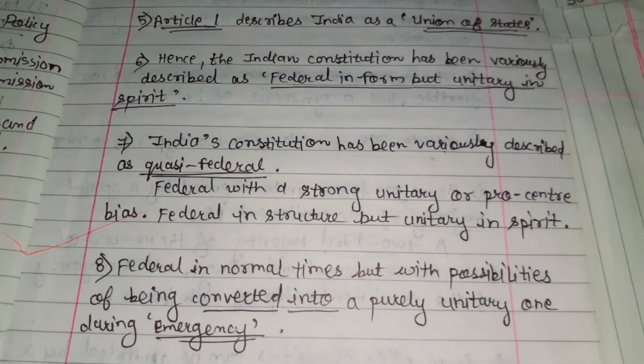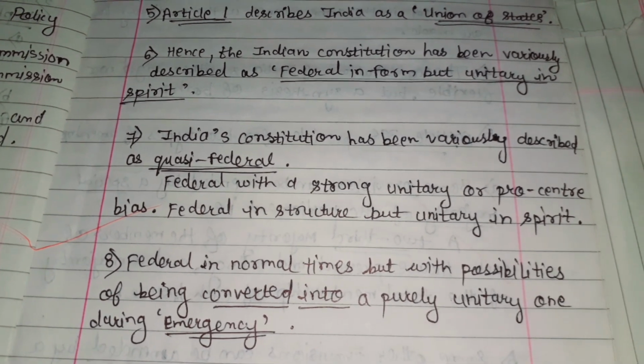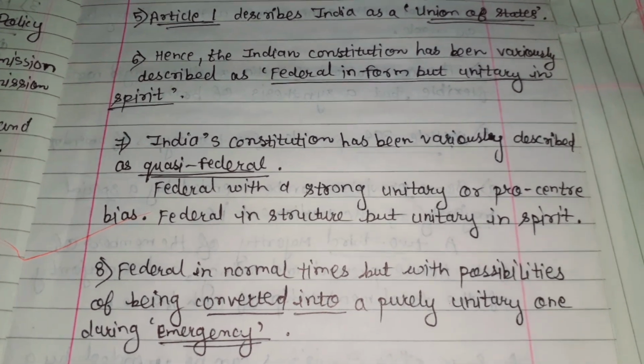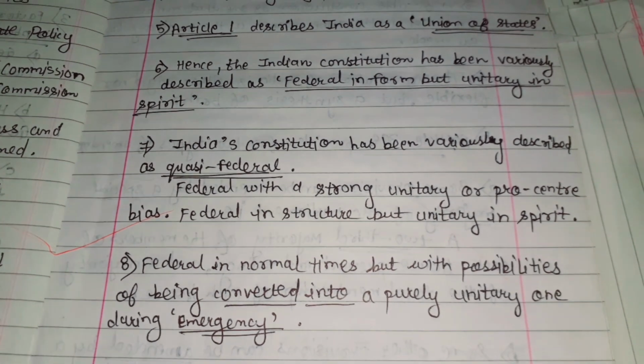Means it is known as quasi-federal because it has both the features of unitary and of federal. That's why it is called partly unitary and partly federal.